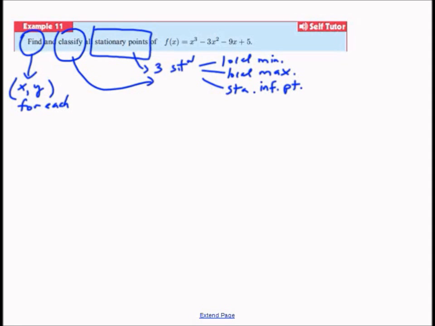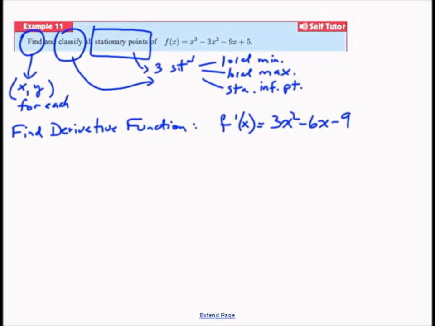So the first thing we want to do is find the derivative. The derivative function, which is 3x squared subtract 6x subtract 9. Secondly, we want to draw a sign diagram of the derivative function.